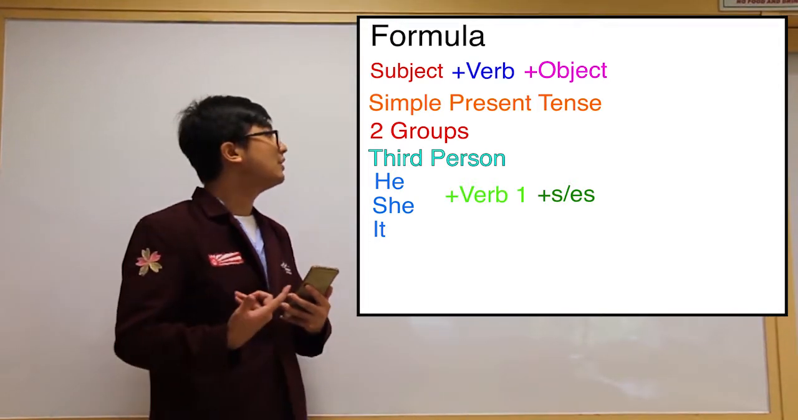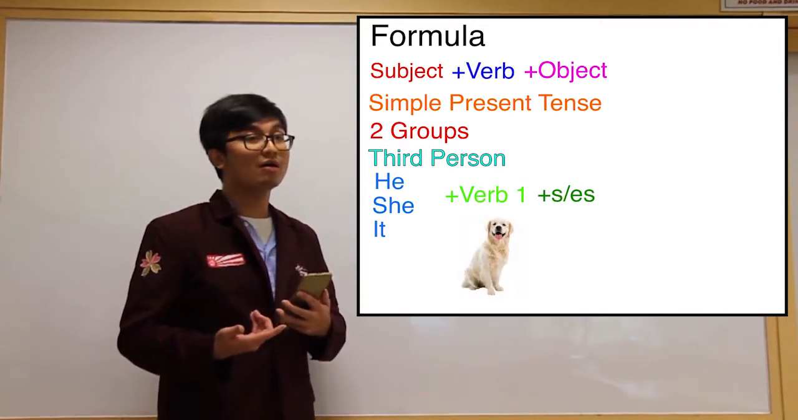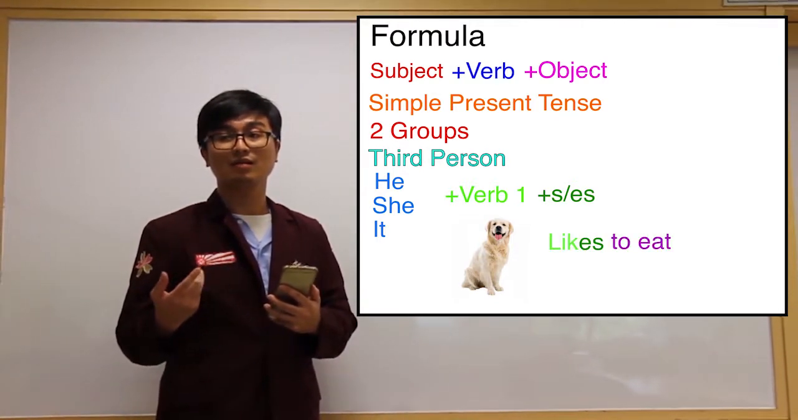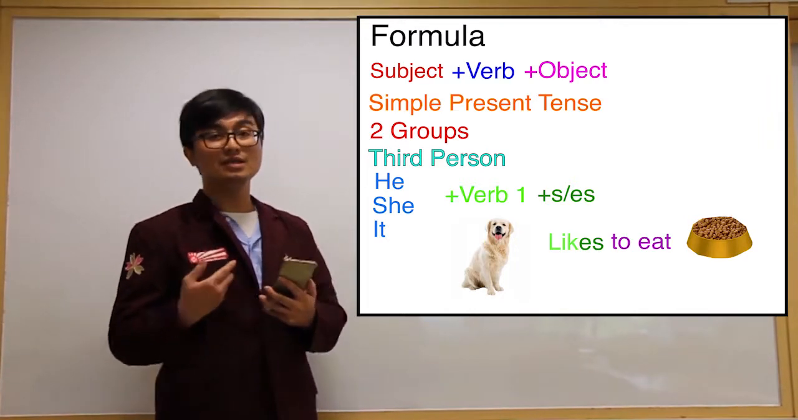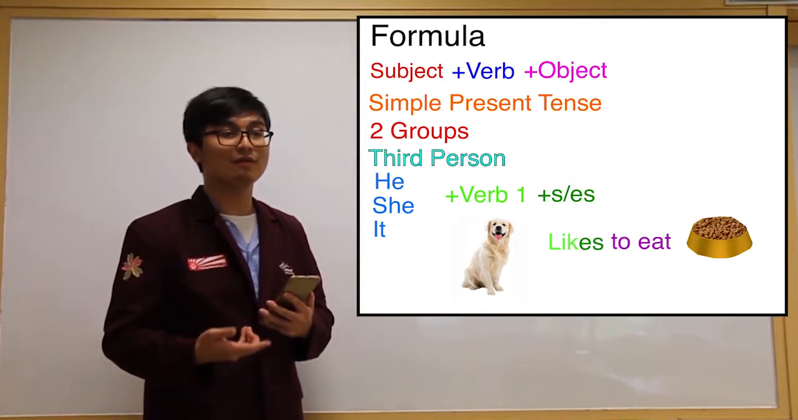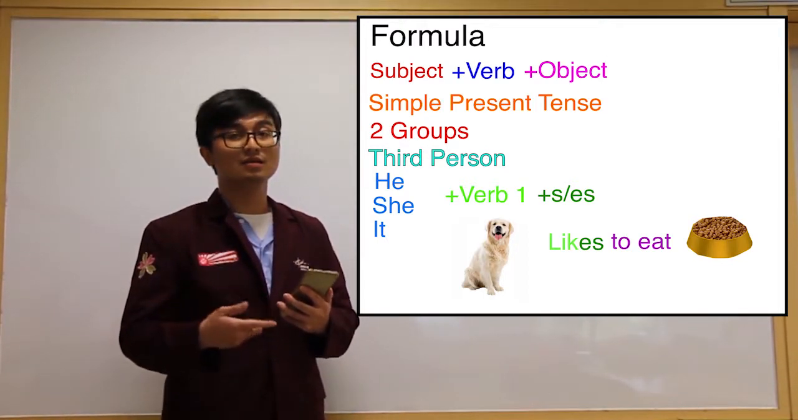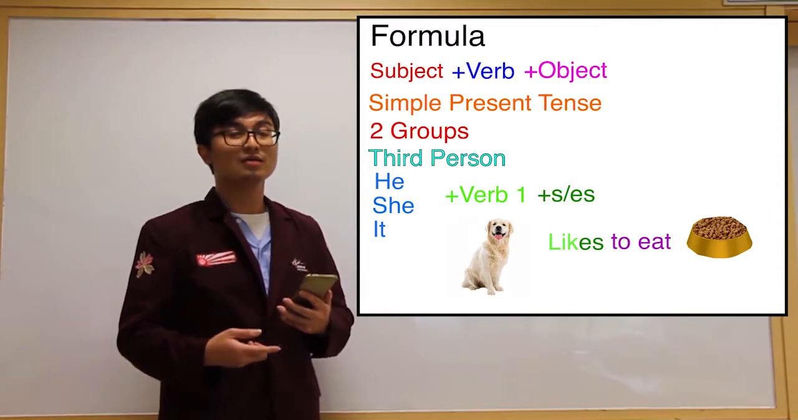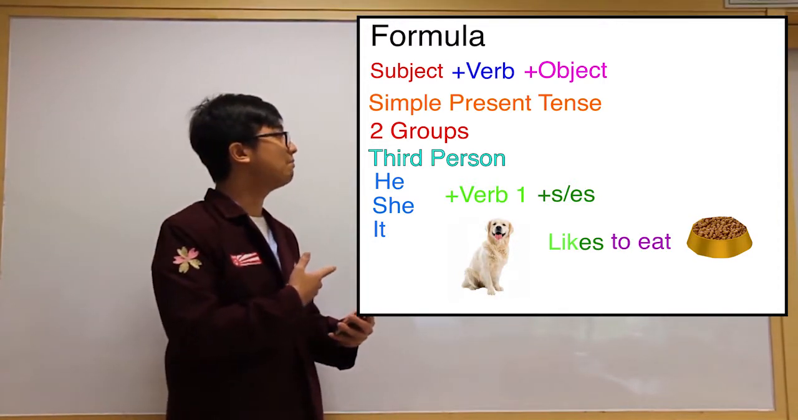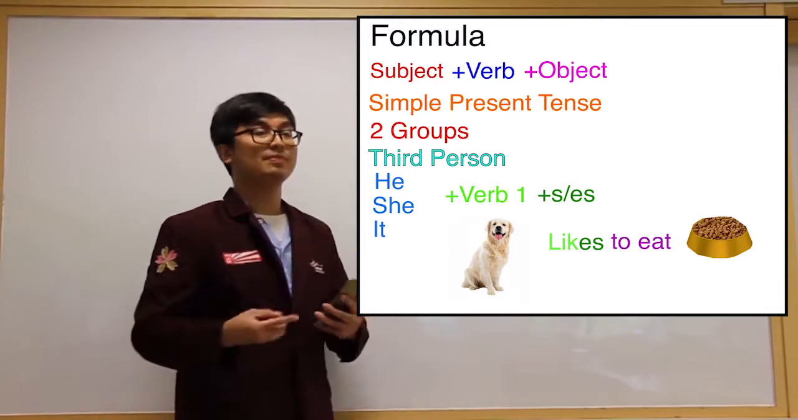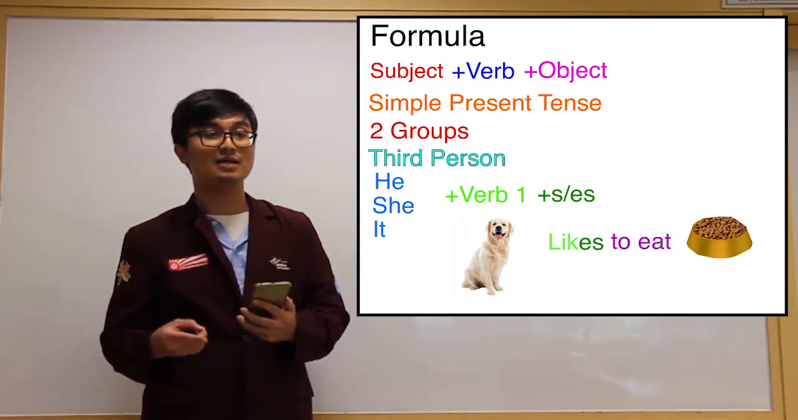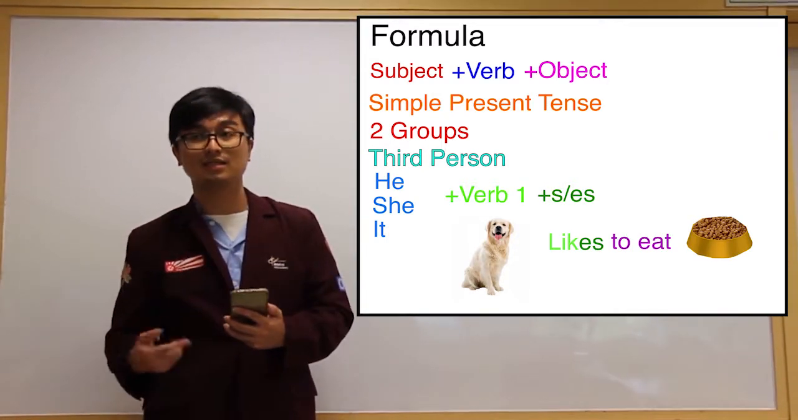For example, a dog likes to eat the dog food. So in this example, a dog is the subject of the sentence. Hence, the verb 1 is like. Because the subject is a dog, which is also part of the it subject, the formula will be like plus s. Hence, it is likes.